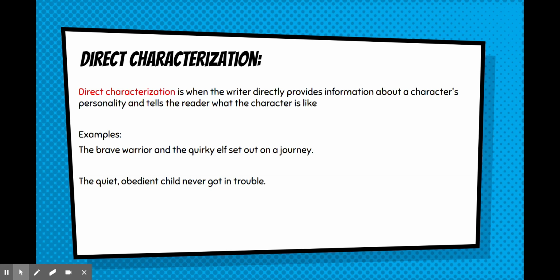Same thing with the next sentence. The quiet, obedient child never got in trouble. The writer or narrator is directly coming out and saying that this child is both quiet and obedient.